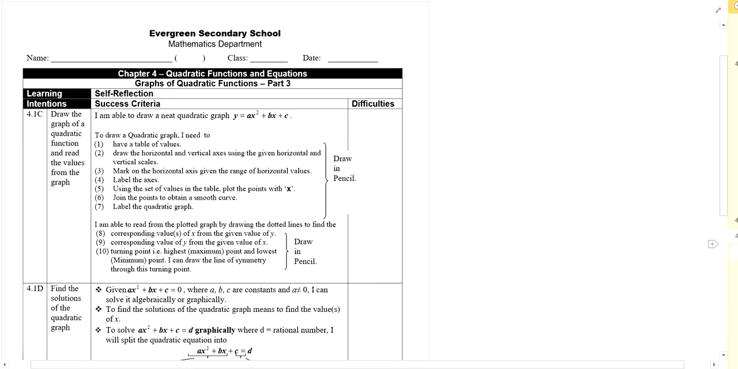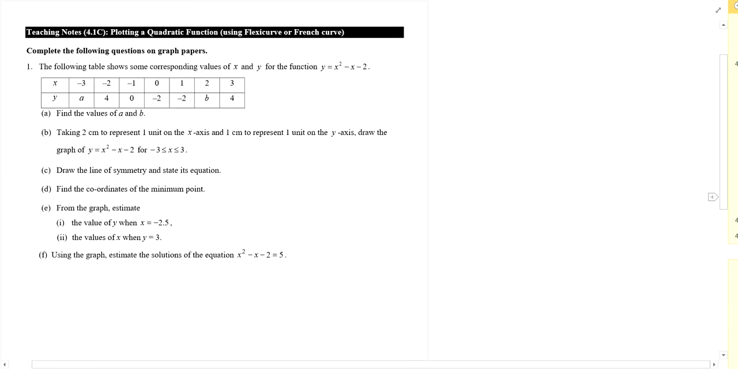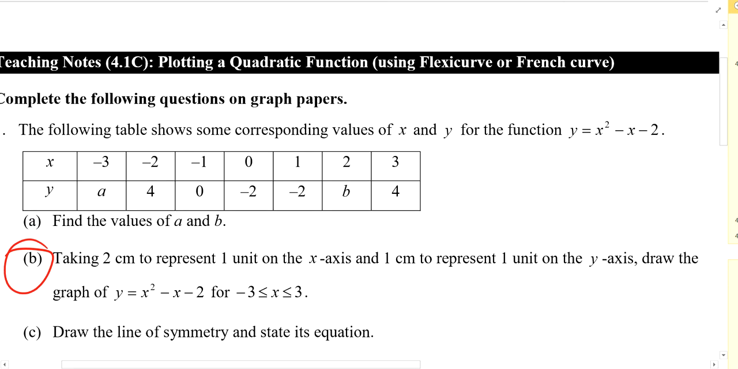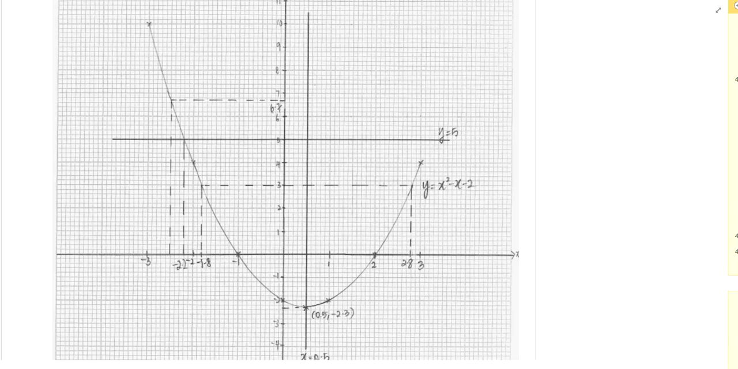Now, the next part is to plot the graph. You have 10 minutes to plot this graph. Okay, the scales are the same: 2 cm to 1 unit on the x-axis, 1 cm to 1 unit on the y-axis. Plot the graph. Let's continue to answer the questions.